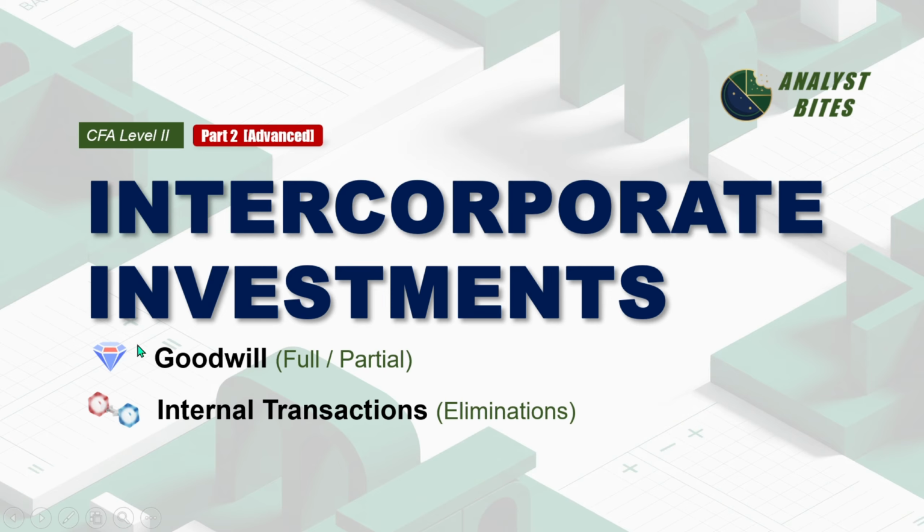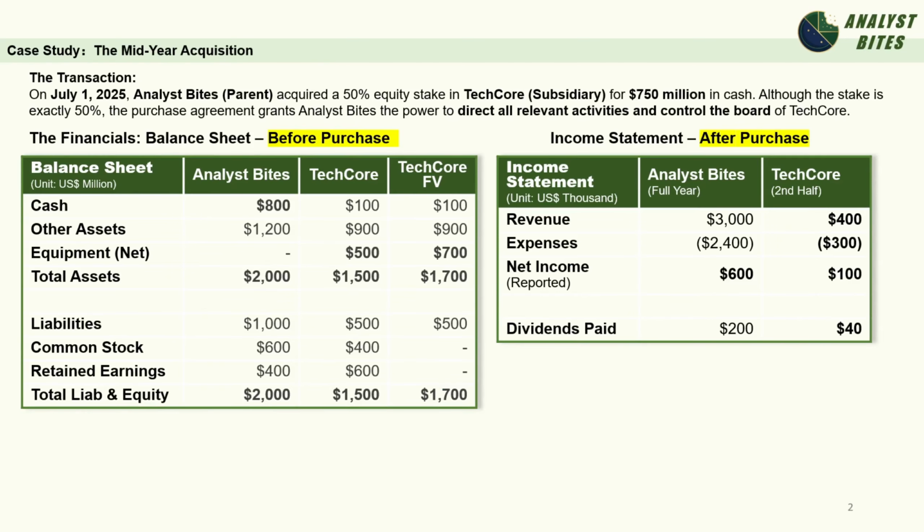We are going to tackle two variables that give candidates the biggest headaches: goodwill, the extra money paid, and internal transactions, those left-hand to right-hand trades. Mastering this is the only way to truly understand real-world consolidation. So let's jump straight into our first challenge, goodwill.